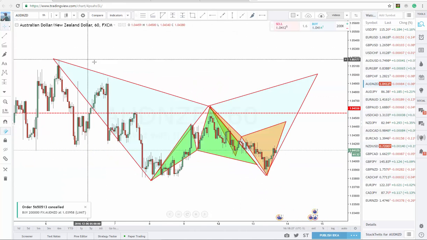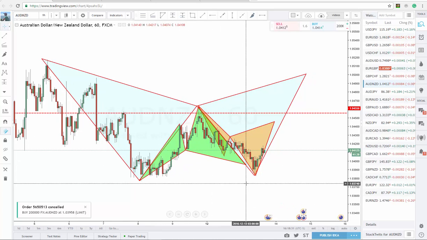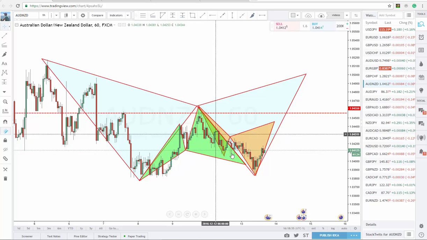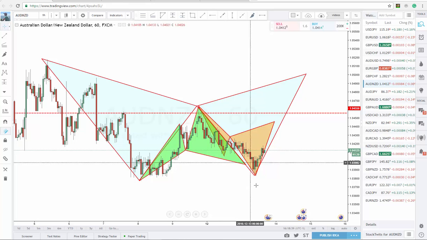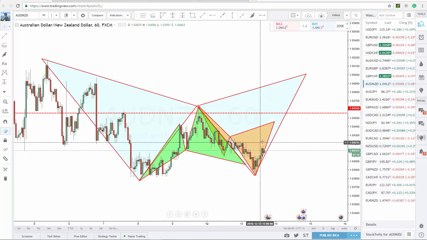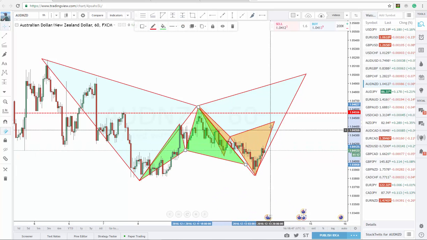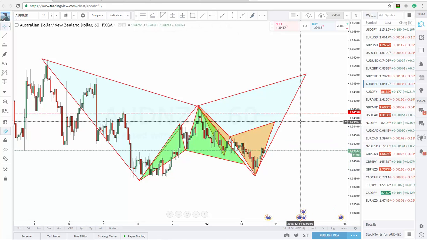Next up, we have Aussie New Zealand on a 1-hour chart, and as you can see here, we actually have a few different advanced patterns on this chart. We have a Cypher pattern in green that has already hit our entry. Then we have a Cypher pattern in orange going in the opposite direction. So we should hit our first and second targets on this first Cypher pattern in green before hitting the entry on our orange Cypher pattern, which will give us another opportunity to go short if that's what the market does.